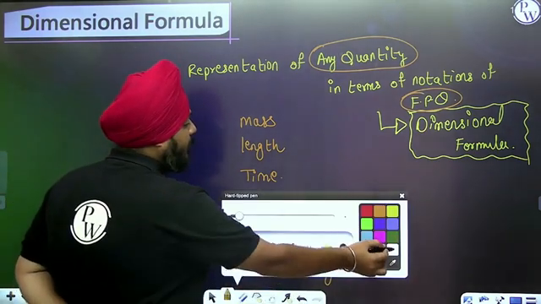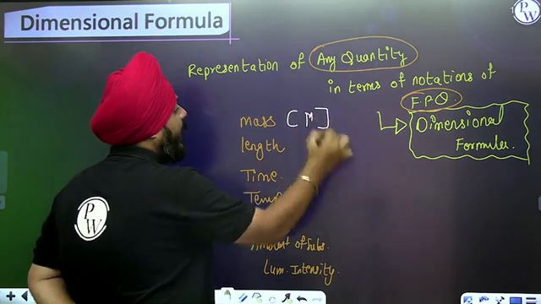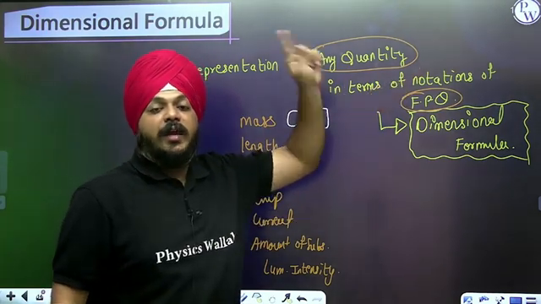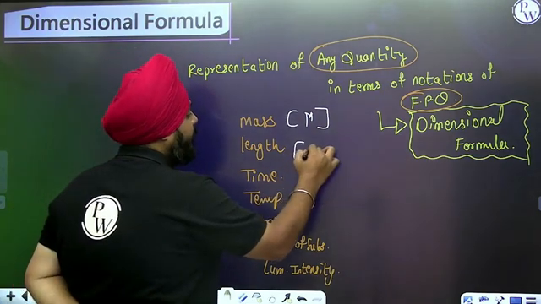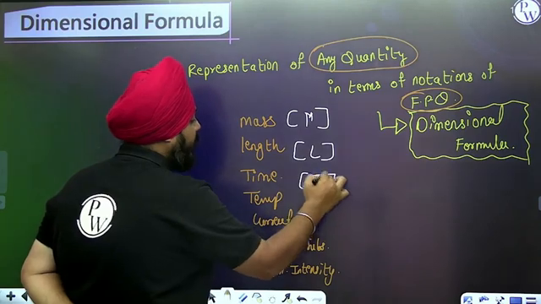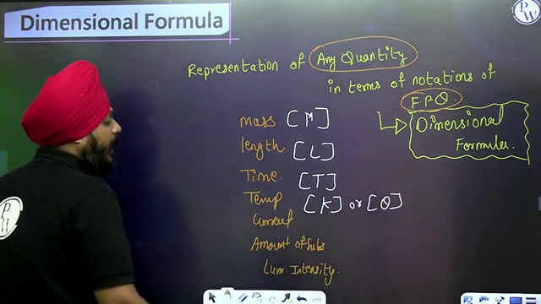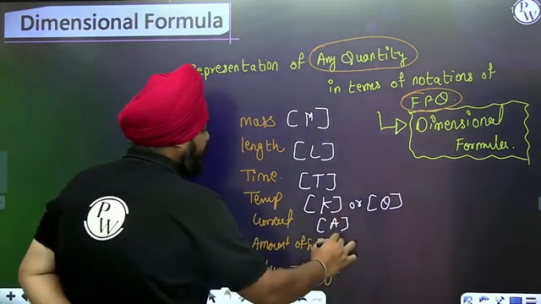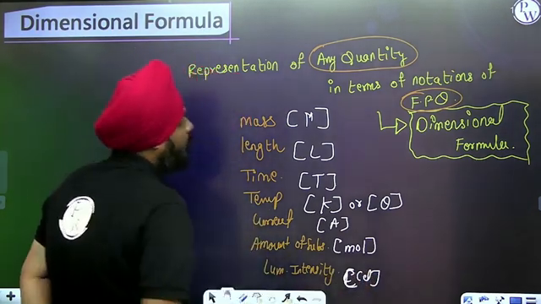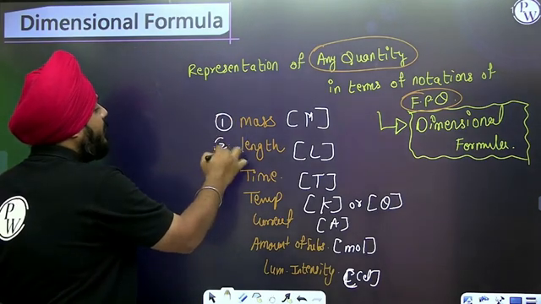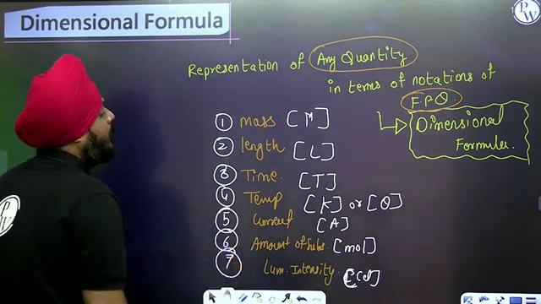What is the notation for mass? It is defined as capital M, and the power to M is its dimension. M to the power 1, M to the power 2, M to the power 3, that shows its dimension. Length is defined as L, time is defined as T, temperature is defined as K, or sometimes as theta. Current is defined as ampere. Amount of substance has the notation mole. Luminous intensity has the notation candela. So these are the specific notations.